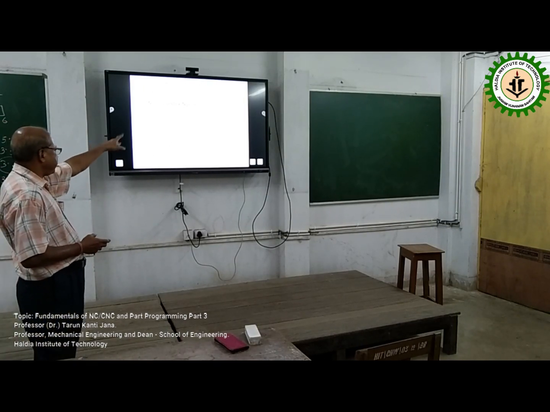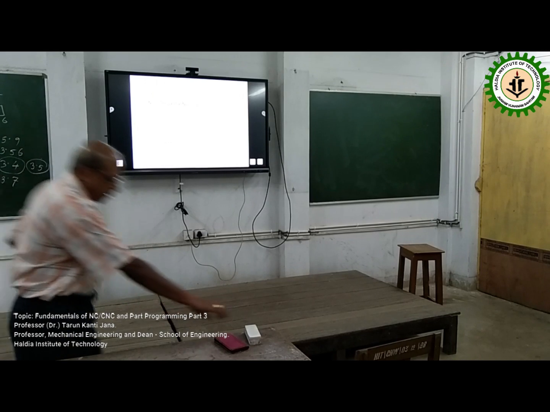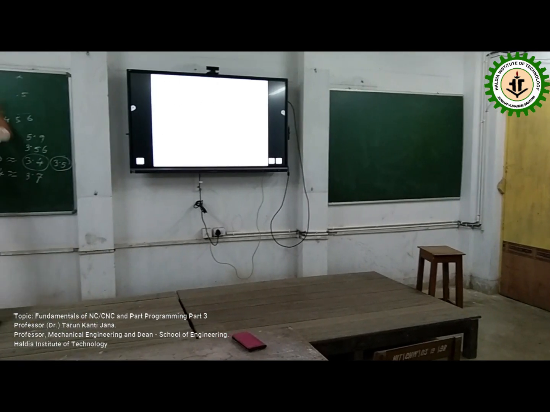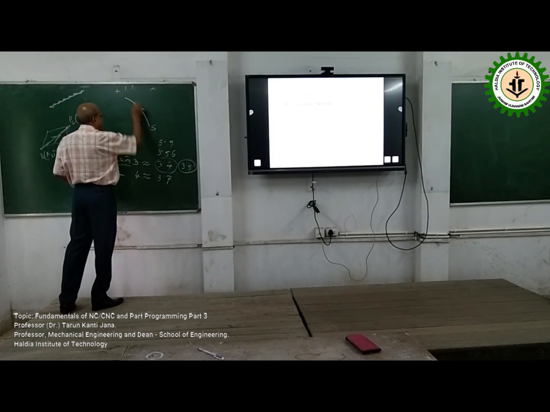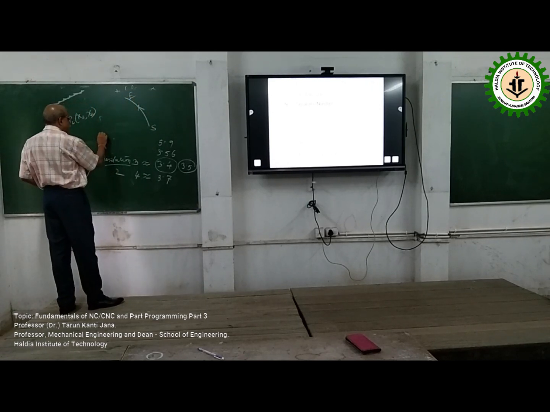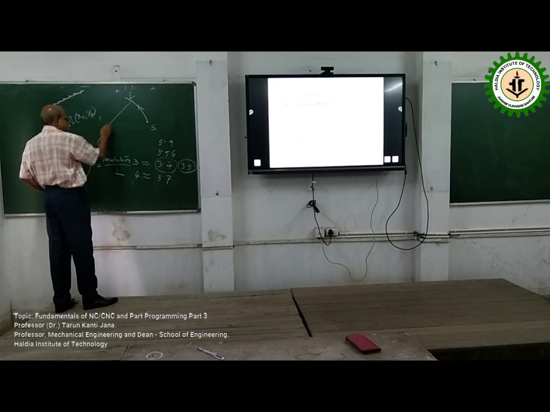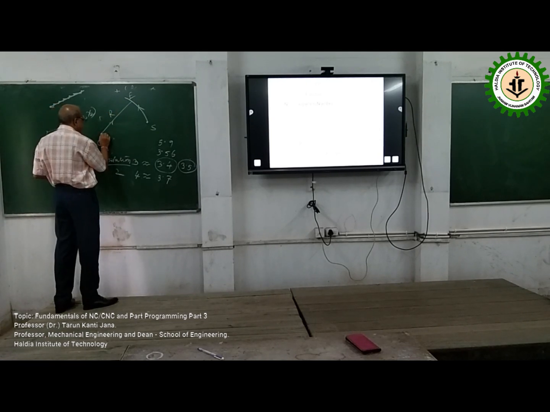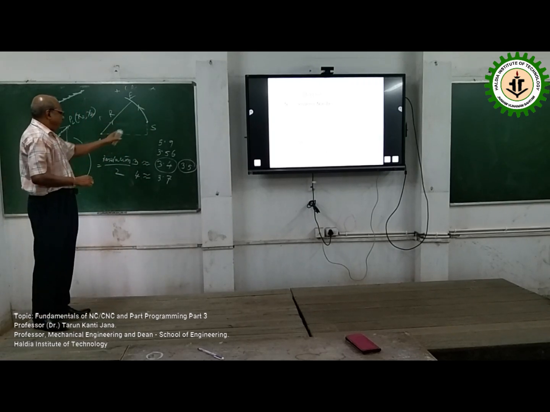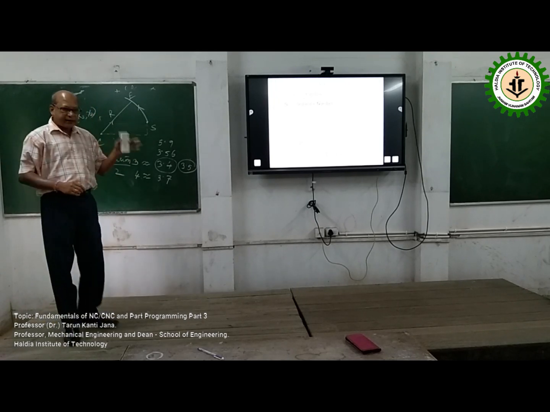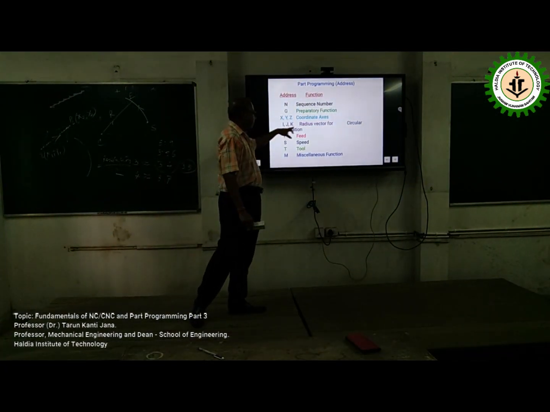X, Y, Z are basically for identification of the coordinate axis, and I, J, K are basically the radius vector. If you draw an arc, this is the start point, this is the end point. The center point is somewhere here. Obviously, this is the radius. Now, if this arc is divided into two equal components along the two perpendicular axes, these intercepts along x, y, z are identified by the address codes I, J, K. So this is basically the radius vector for circular interpolation.